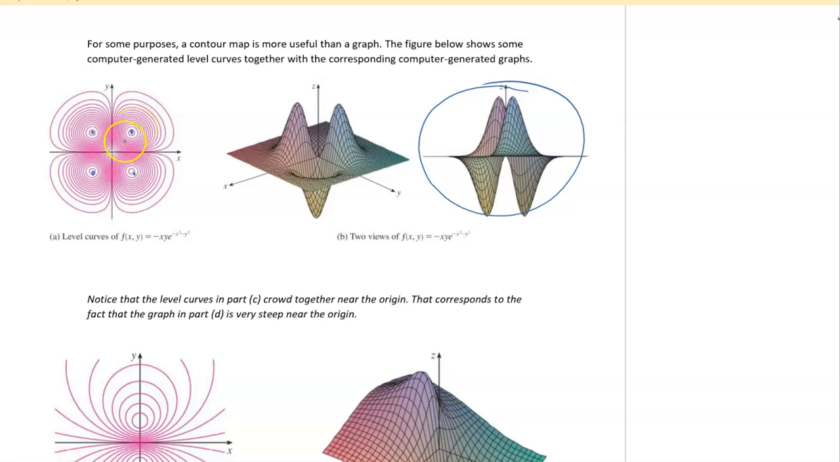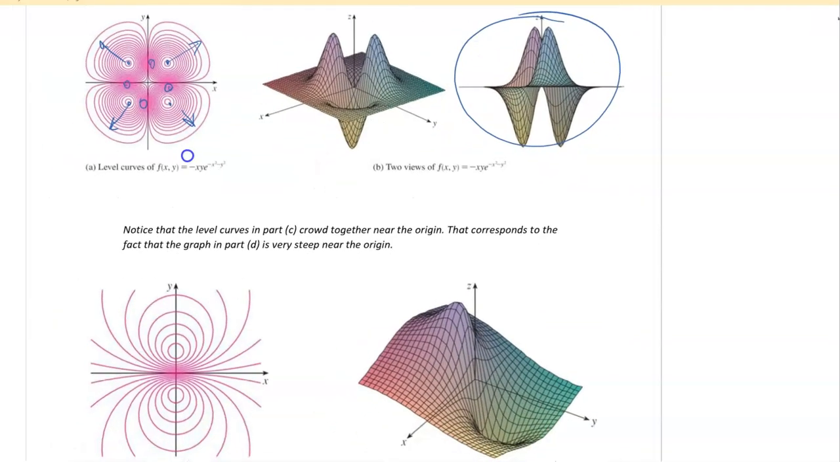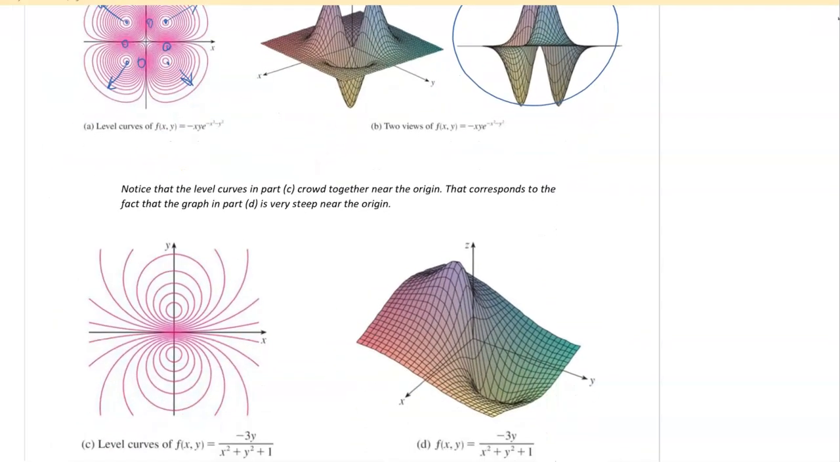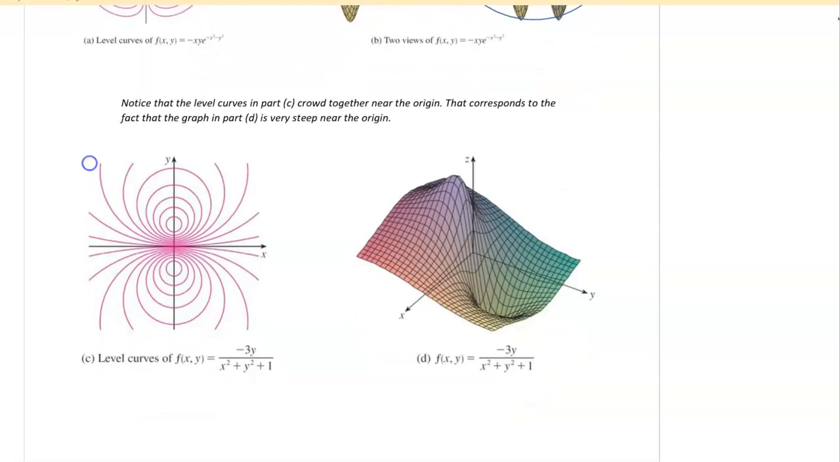We get steeper in these areas right here where the level curves are really close together. It looks like as we're getting away from the origin on the xy plane, things are spreading out a little bit, getting flatter, and so on and so forth. Notice that the level curves in part C crowd together near the origin. That corresponds to the fact that the graph in part D, so we're down here now, I'm sorry, is very steep near the origin.